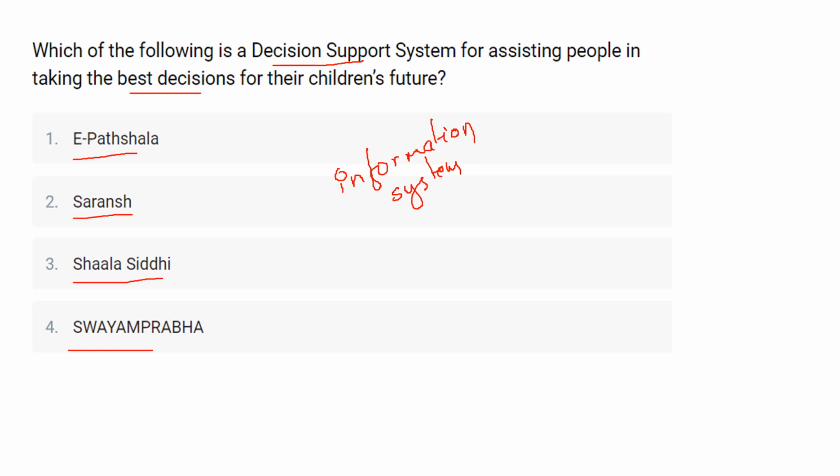Saransh was developed by CBSE and successfully launched by HRD Minister Smriti Irani at the National Conference on ICT in School Education held on 7 November 2015 at Vigyan Bhavan. It helps schools and parents review student performance in various subjects. Analysis based on the data empowers schools and parents to make the best decisions. So the correct answer for this question is option number 2, that is Saransh.